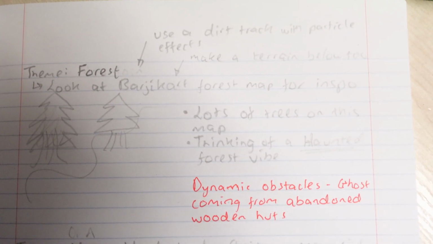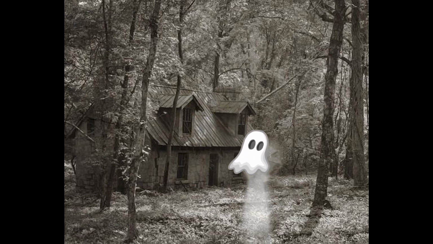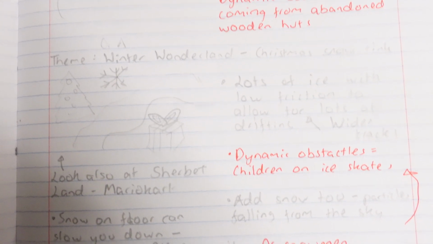After that, we've got Operator. This track's name is a subtle nod to the Slenderman creepypasta. Why? Because it's based on a creepy foggy forest, and it would be pretty interesting to see what a racing game can do with fog. On a similar theme, the dynamic obstacles will be ghosts appearing from the abandoned wooden huts on the side of the track.